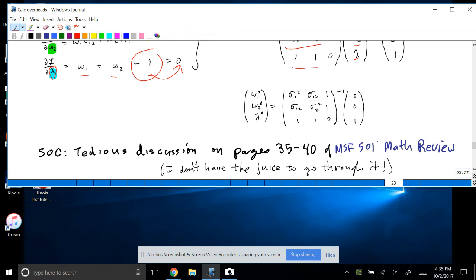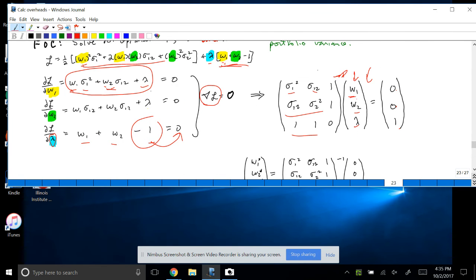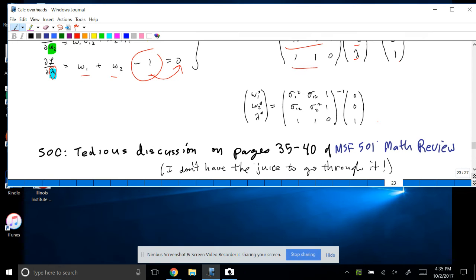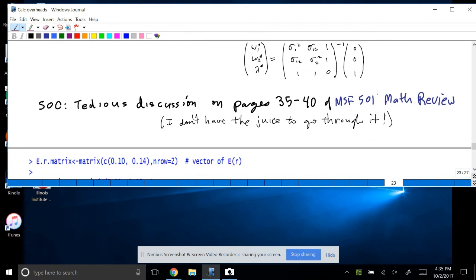So there's a way you can show that this bordered Hessian is positive definite. Just look in the notes on pages 35 through 40 of the MSF 501, 502. Hey, man, I've talked enough about calculus.